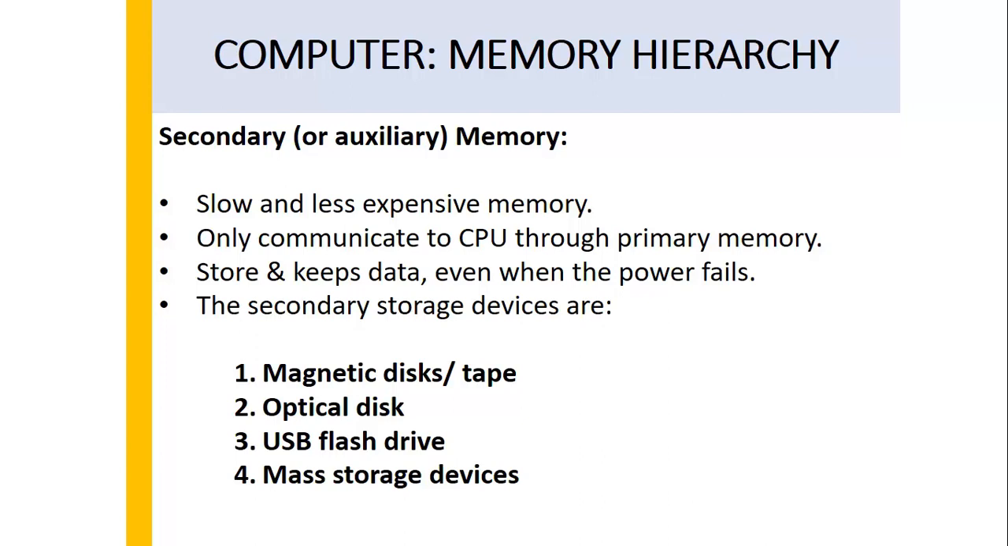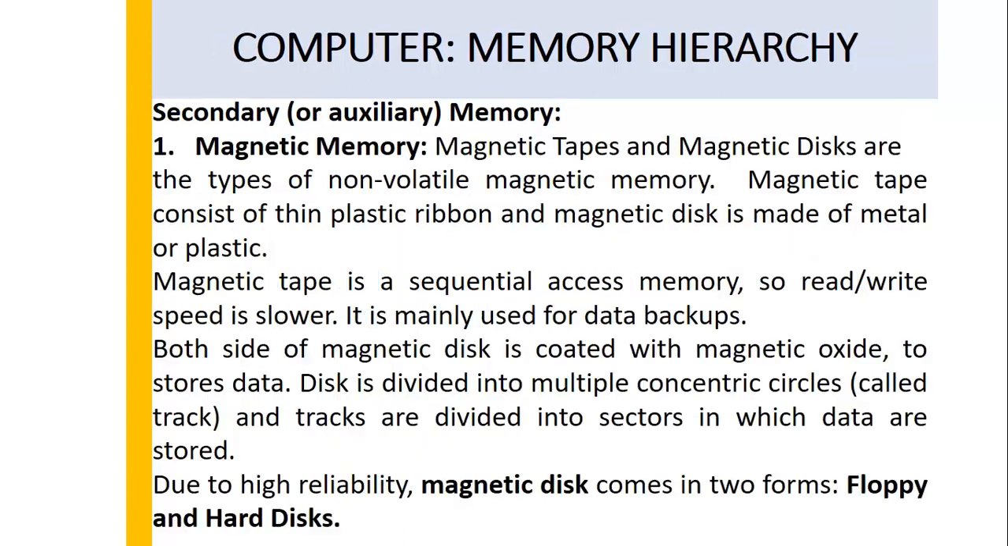It stores and keeps data even when the power fails. This you might have observed. Once the data is kept on the hard disk, it can be secured for maybe 1 year, 2 years, 10 years, till you actually go and delete the data. Secondary storage devices are magnetic disk or tape, optical disk, USB flash drives, and mass storage devices.